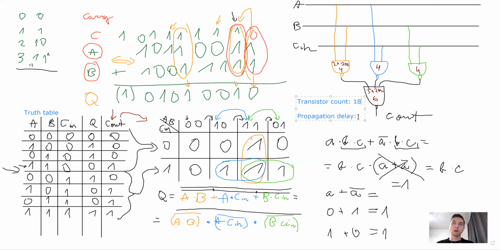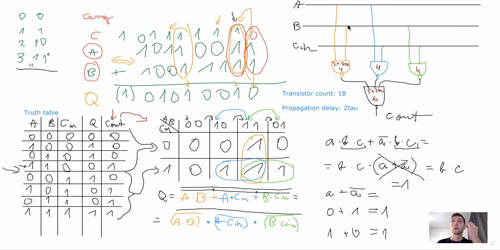And propagation delay, the signal changes. It only goes through one Nand gate, and the second Nand gate each adds 1 tau, so it's 2 taus. Yes, so those who said 18 transistors and 2 taus, they are correct.